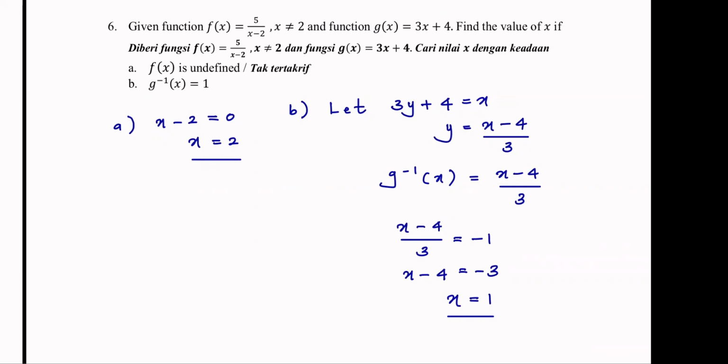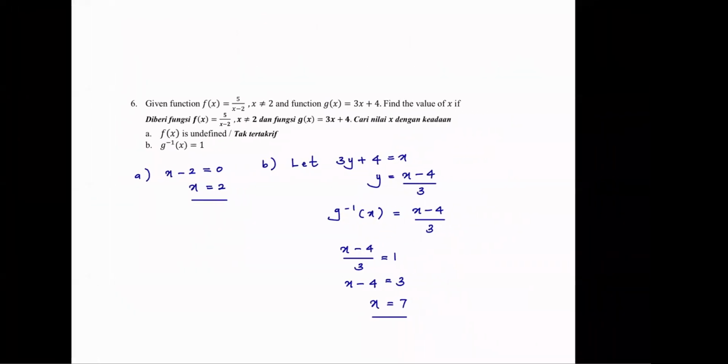So G inverse x is 1, right? Oh, they give you 1. Sorry. So 1. That means 3. That means x equals 7. Okay. Okay, done. Okay, thank you.